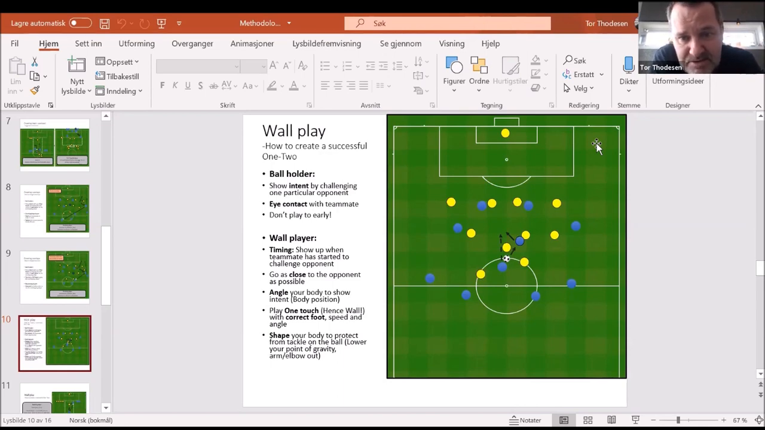Ball holder again, just like the 2v1, challenging first one opponent. So you make an invitation for the wall with the ball. And then eye contact with the teammate. Don't play the ball too early. And for the wall player, the teammate, show up at the right time when he has started to challenge one player. Go as close to the opponent as possible.